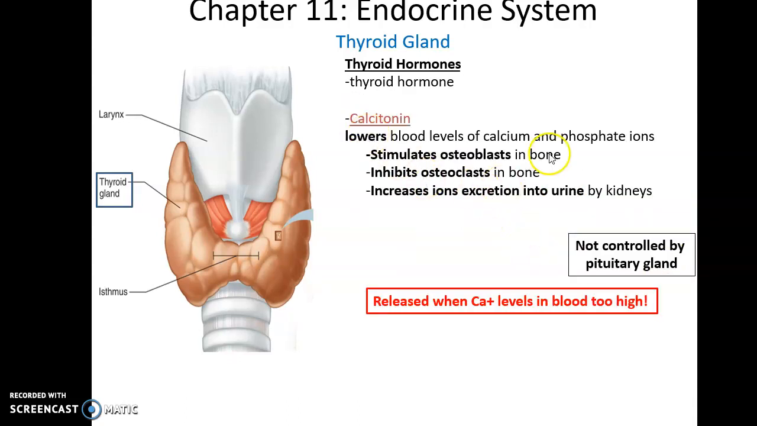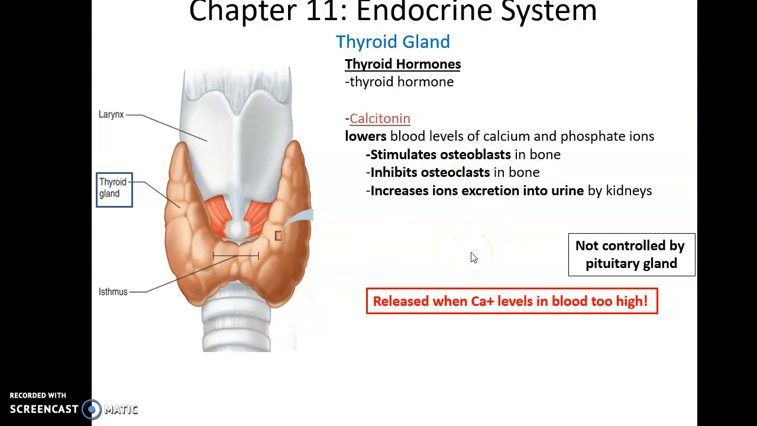There's a second hormone that the thyroid gland produces. This is called calcitonin. Calcitonin is released when calcium levels in the blood are too high. So blood calcium levels rise too much. This triggers the thyroid gland to release calcitonin. Calcitonin goes into the bloodstream and ends up stimulating the osteoblasts in bone tissue.